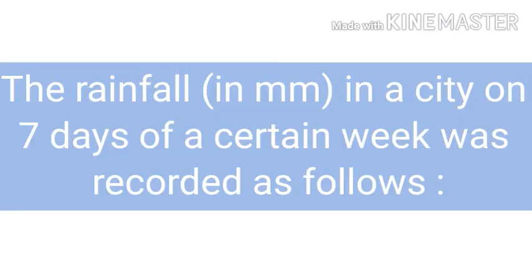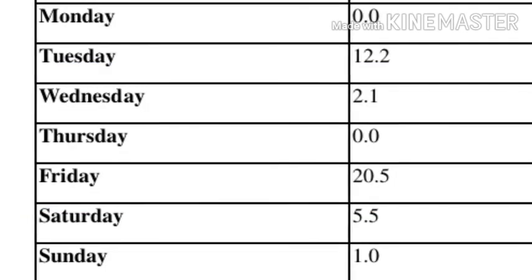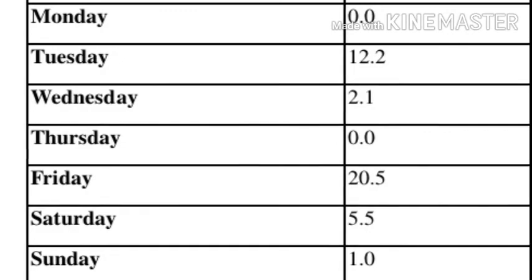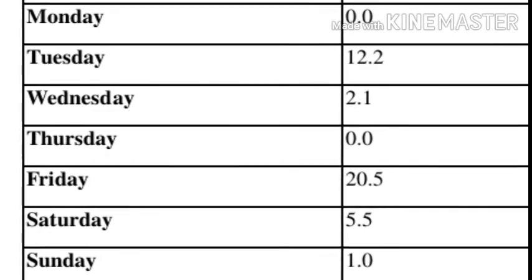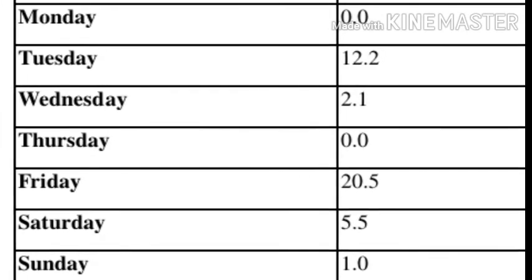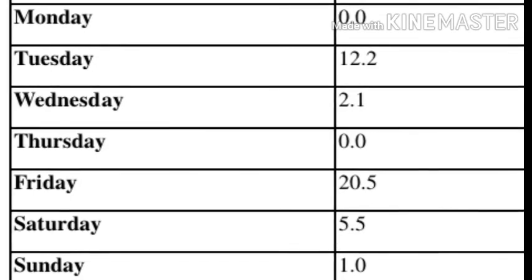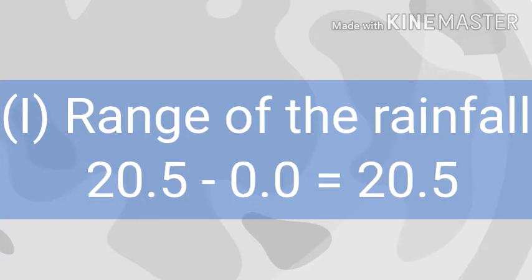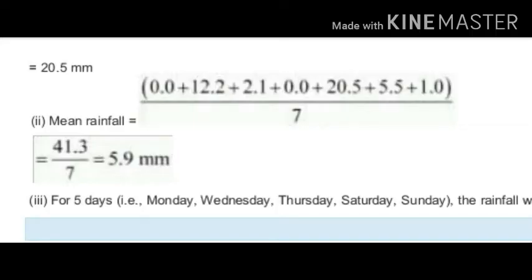Now question number 8. The rainfall in millimeter in a city on 7 days of a certain week was recorded as follows: Monday 0.0, Tuesday 12.2, Wednesday 2.1, Thursday 0.0, Friday 20.5, Saturday 5.5 and Sunday 1.0. Students, first we have to find the range of the rainfall in the above data. So we have to subtract 0.0 from 20.5 because the highest rainfall is 20.5 and the lowest is 0.0. So 20.5 minus 0.0 is equal to 20.5. So range is 20.5.